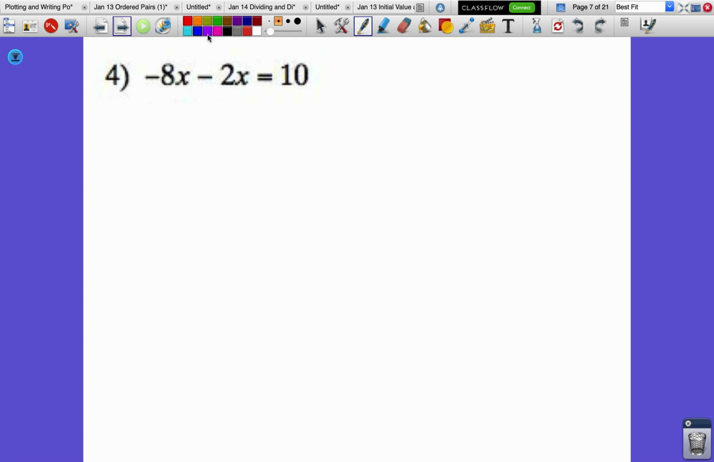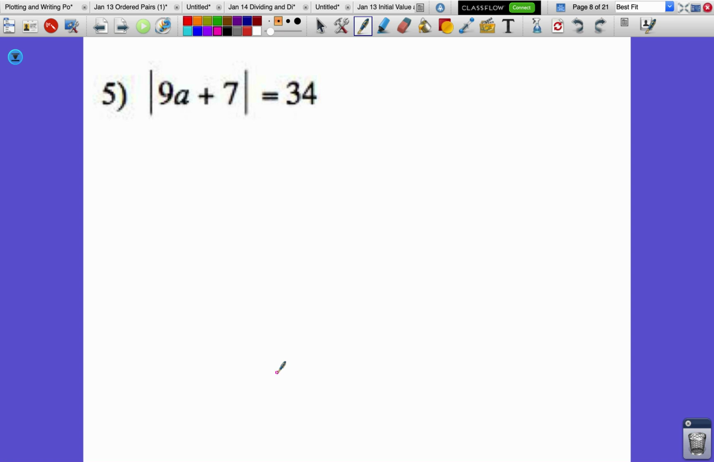All right, how about try this one on your own, and I'll embed a question here for you to tell me what you got. Okay, so what you should have done is combine these. You get negative 10x equals 10. Then you get rid of the coefficient. 10 divided by negative 10, you get x equals negative 1.